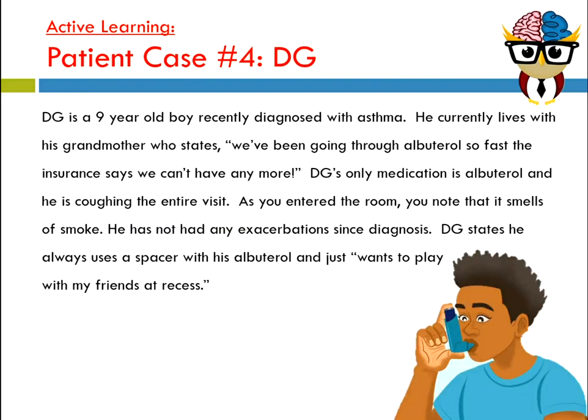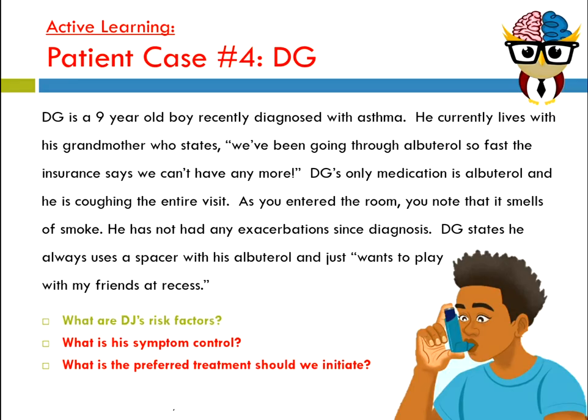Okay. DG is a 9-year-old boy who's recently diagnosed with asthma. He currently lives with his grandmother who states, "We've been going through albuterol so fast, the insurance says we can't have it anymore." DG's only medication is albuterol, and he is coughing the entire visit. As soon as you enter the room, you know that it smells of smoke. He has not had any exacerbations since diagnosis. He states he always uses a spacer with his albuterol and just wants to play with his friends at recess. So this is a lot. So break it down, take your time, you can figure it out.